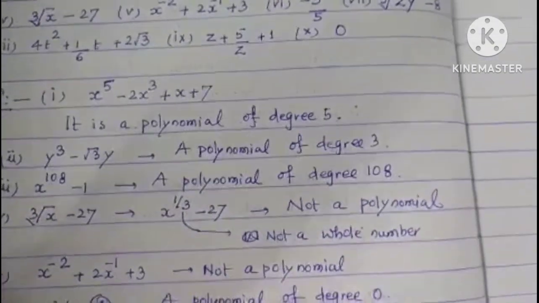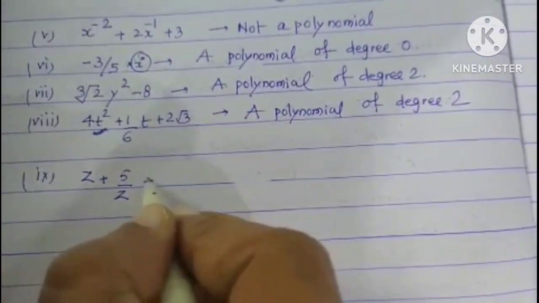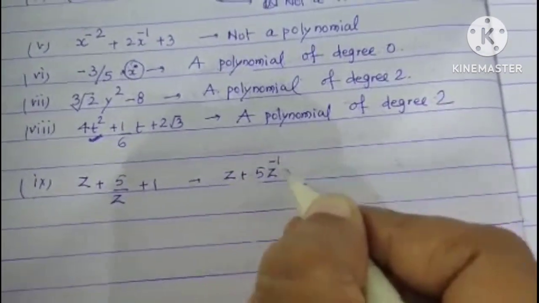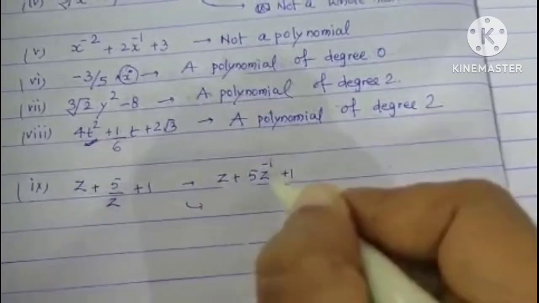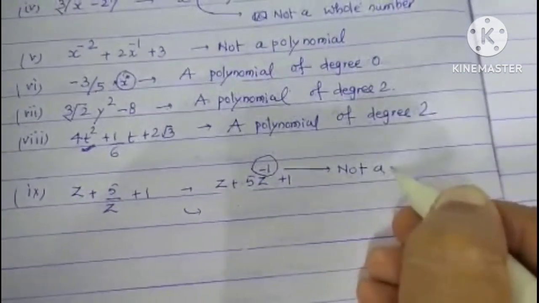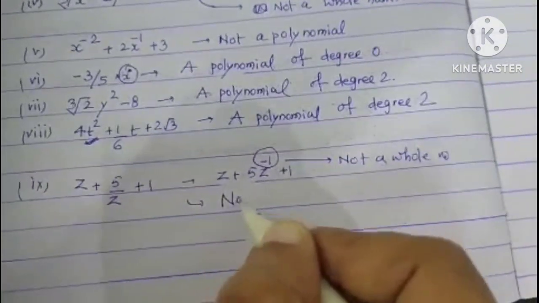Now next question, ninth one. z plus 5 by z plus 1. You can write this like z plus 5 z power minus 1 plus 1. So clearly this one is not a whole number, so this will not be a polynomial.